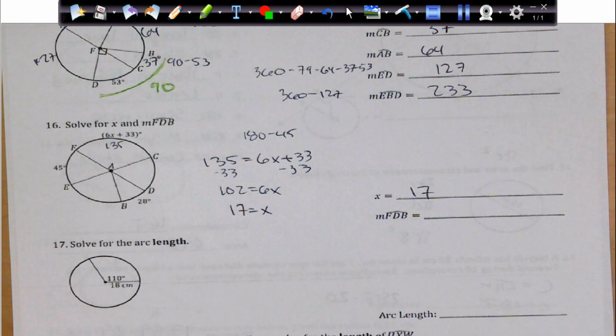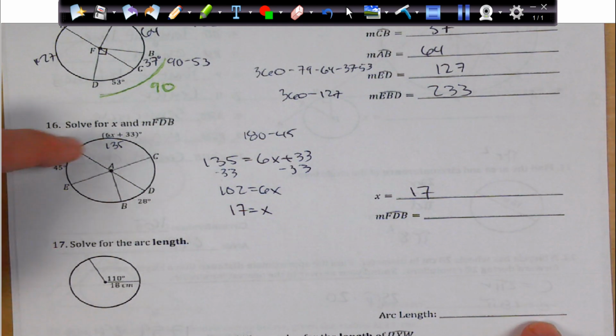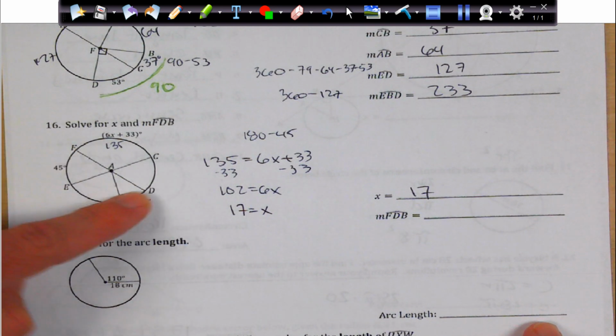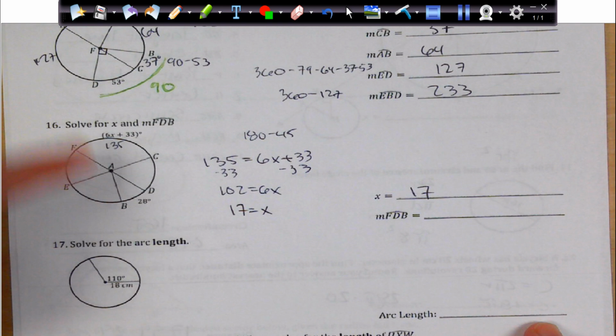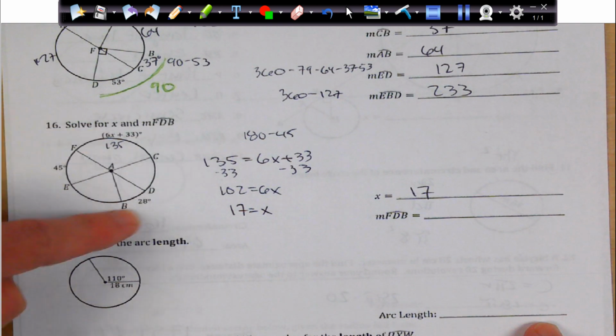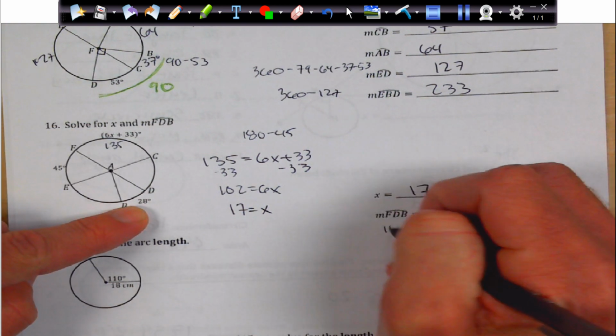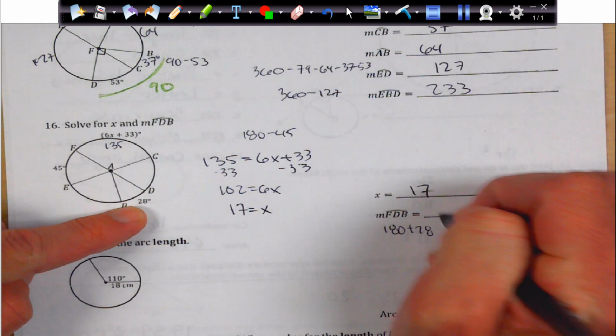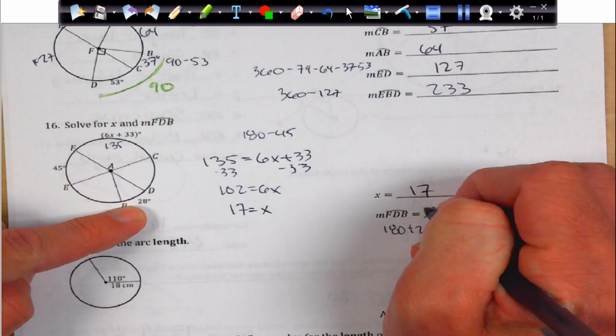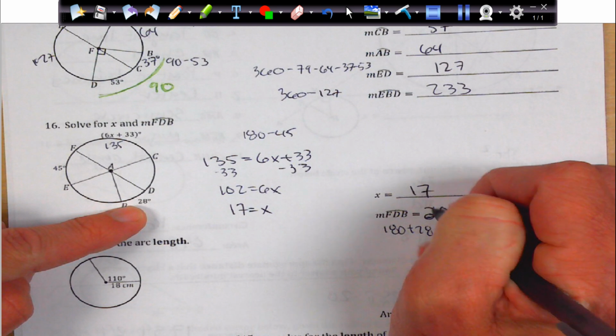And then FBD is kind of a trick one because I believe that's just 180. Or no, I read it wrong. FDB. So that's 180 plus 28, which should be 208. Not 108, 208.